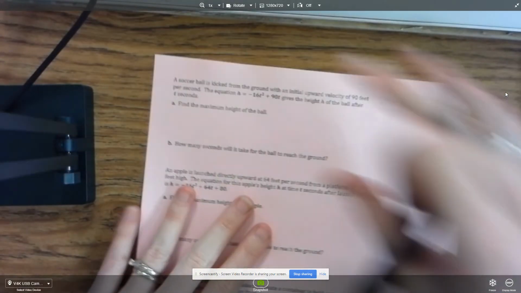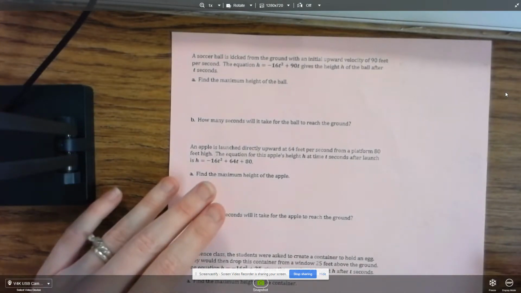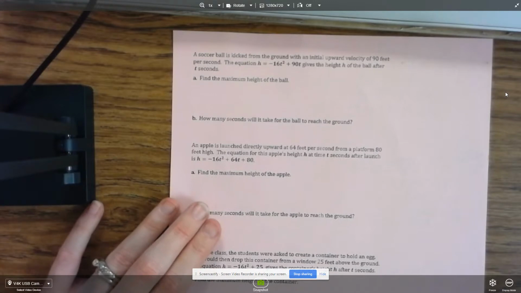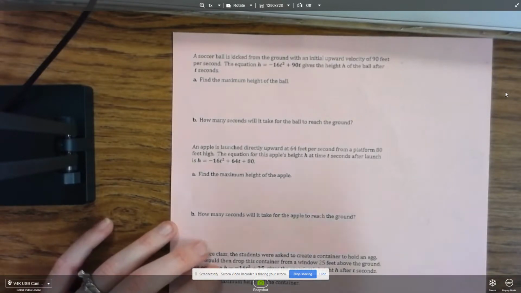Okay, so the back side or the inside of this one is more of the projectile motion. So it says a soccer ball is kicked from the ground with an initial upward velocity of 90 feet per second. The equation h equals negative 16t squared plus 90t gives the height of the ball after t seconds. Find the maximum height of the ball.